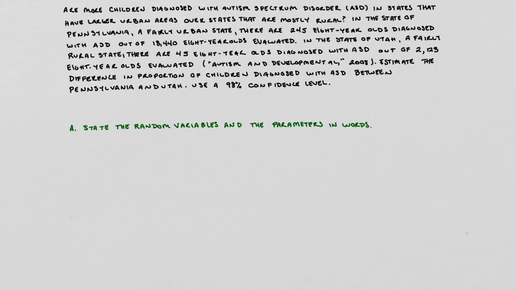The question that we're going to be looking at reads, are more children diagnosed with autism spectrum disorder, ASD, in states that have larger urban areas over states that are mostly rural? In the state of Pennsylvania, a fairly urban state, there are 245 8-year-olds diagnosed with ASD out of 18,440 8-year-olds evaluated. In the state of Utah, a fairly rural state, there are 45 8-year-olds diagnosed with ASD out of 2,123 8-year-olds evaluated. We want to estimate the difference in proportion of children diagnosed with ASD between Pennsylvania and Utah, and we want to use a 98% confidence level.